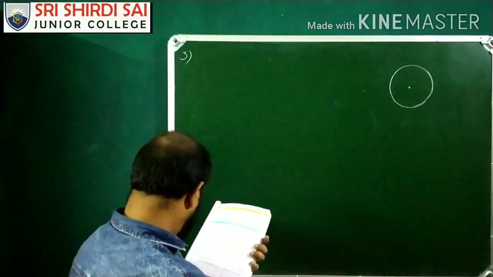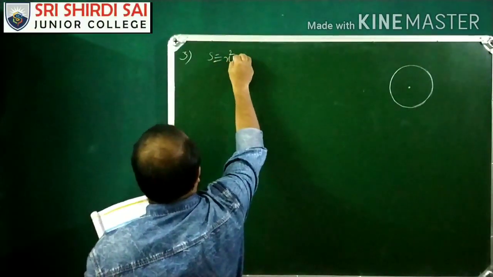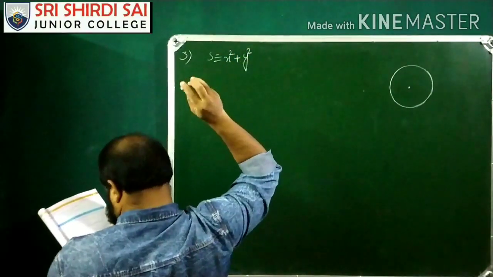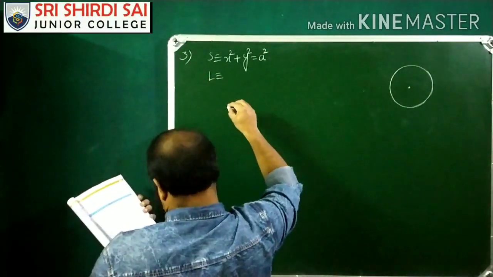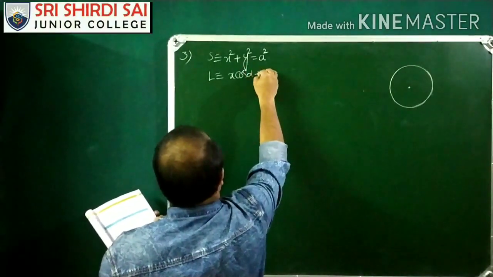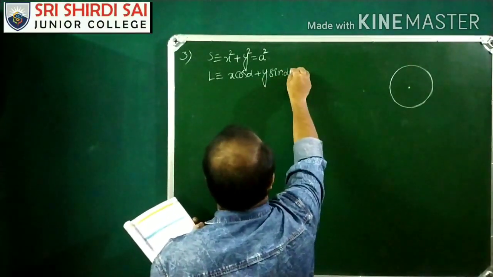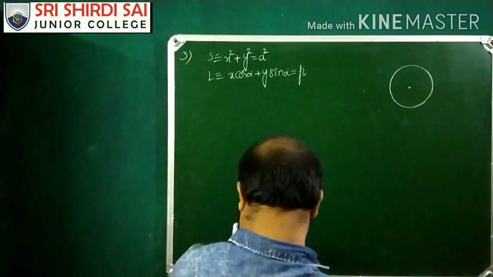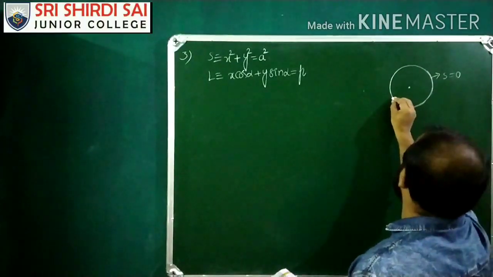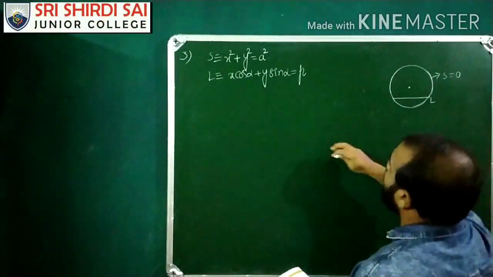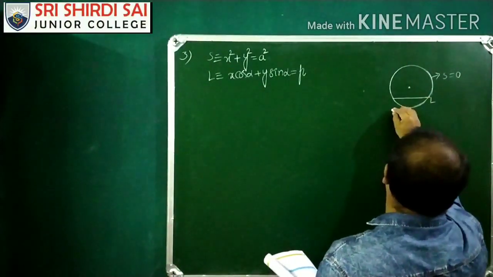Third question. Find the length of the chord formed by the circle given x square plus y square is equals to a square and the line x cos alpha plus y sin alpha is equals to p. So this is the circle given, which is S equals to 0, and this is the line. What is this line? x cos alpha plus y sin alpha equals to p. So this length of the chord I want.